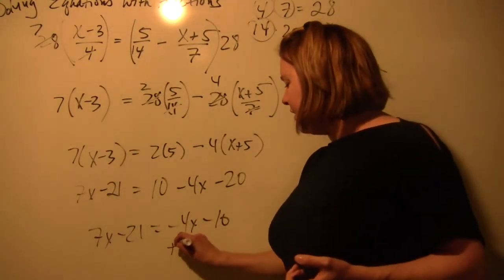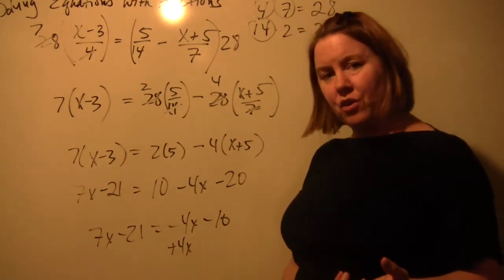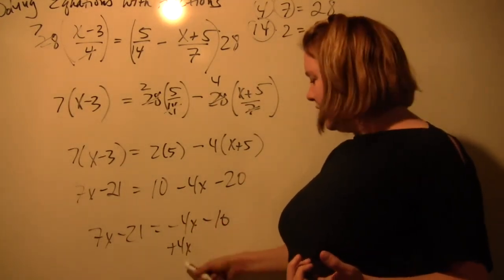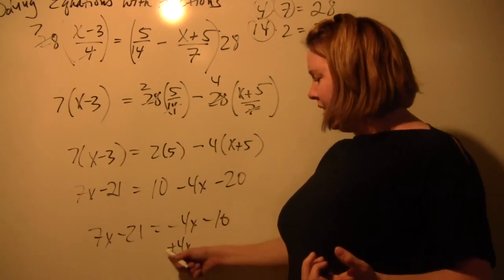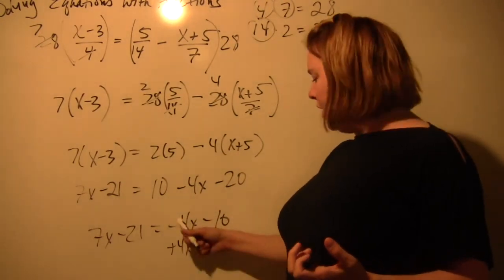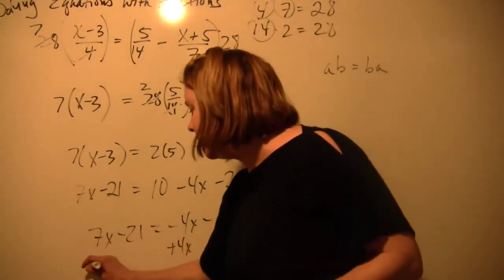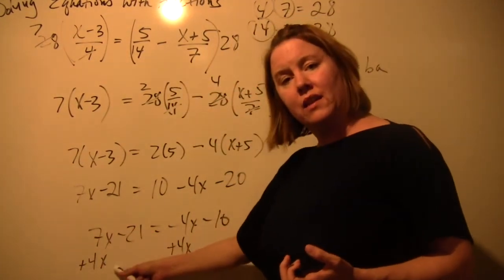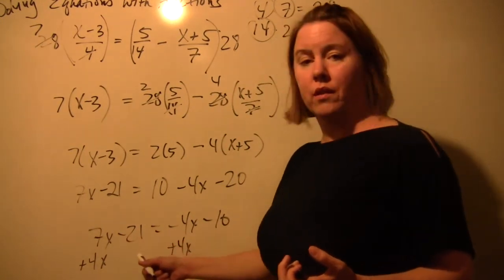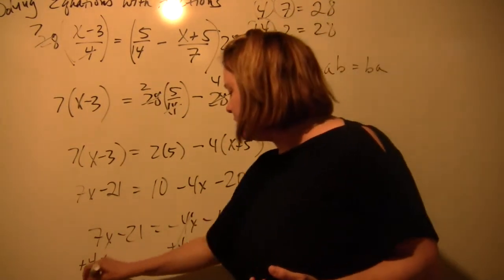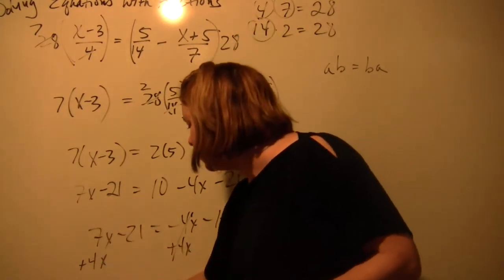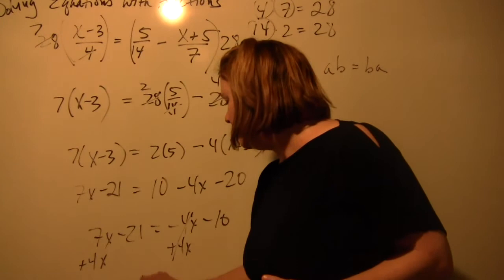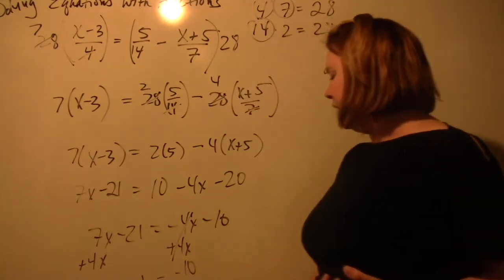Okay, so I'm going to add a 4x. Why am I adding a 4x? Because this is a negative 4x. So for that to go to 0, I'm going to have to add the opposite sign of it. So what I add to this side, I've got to add to this side. And notice I'm putting it under 7x, the like term, not the 21. So they'll scratch out. Now this is going to give me 11x minus 21 equals a negative 10.